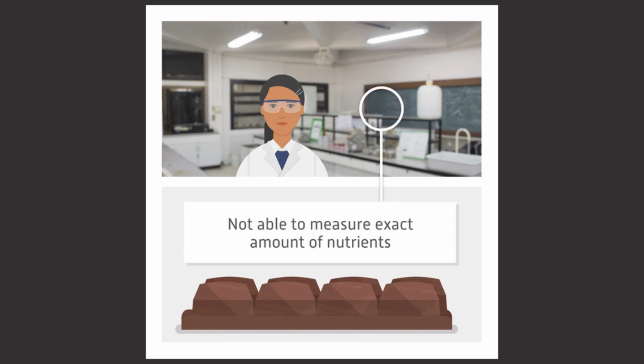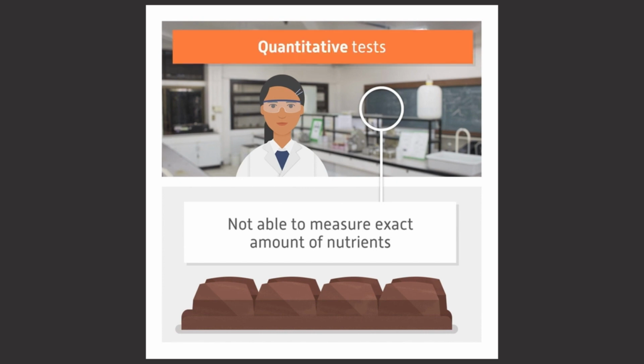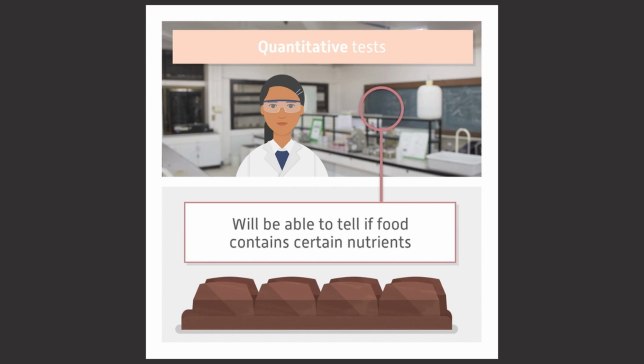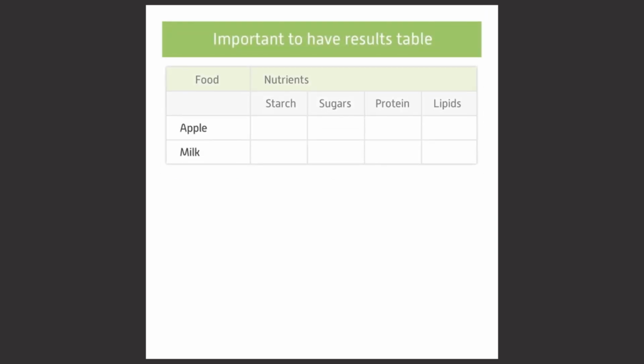In your lab, you wouldn't have been able to measure the exact amount of nutrients in food. These are called quantitative tests, the kinds performed by professional food scientists. However, you will be able to tell if a food contains certain nutrients or not. These are qualitative tests. When carrying out food tests, it is important to have a results table ready to put your results in. This table will list the foods down one side and the nutrients you are testing for along the top. A tick can be added to record which nutrient each food contains.